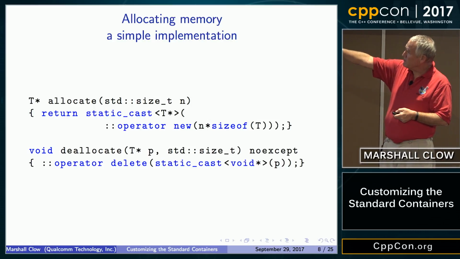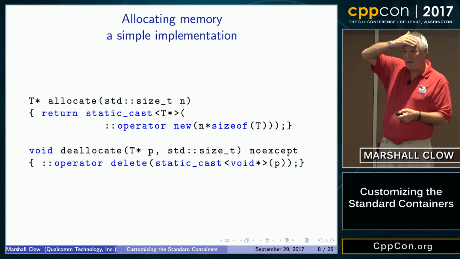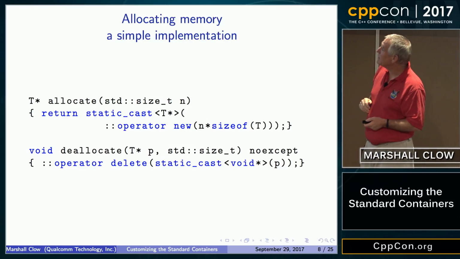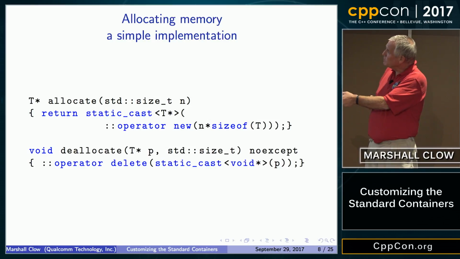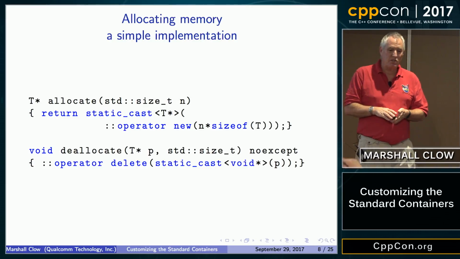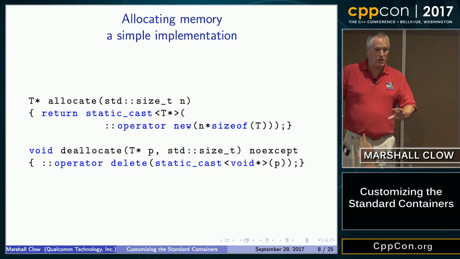Deallocate is given a pointer and a size. This is the sized deallocation stuff that was added in C++14, but you don't have to use that. And here we just call operator delete on p. Now, what's going on here with this funny cast to void is we're saying basically we're not running any destructors here.